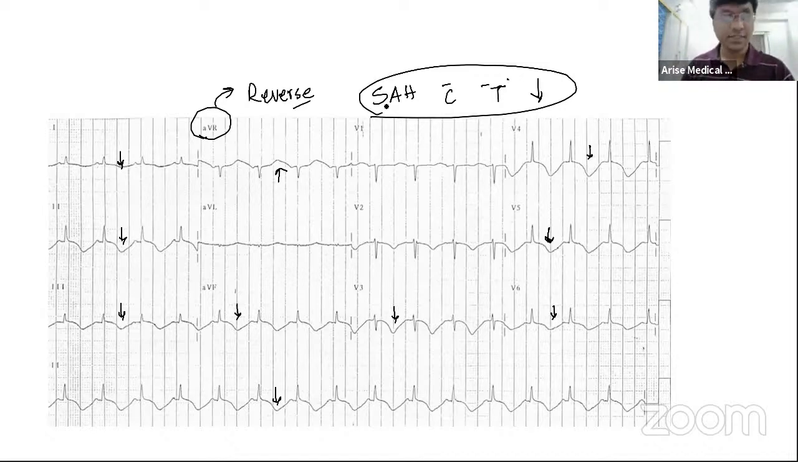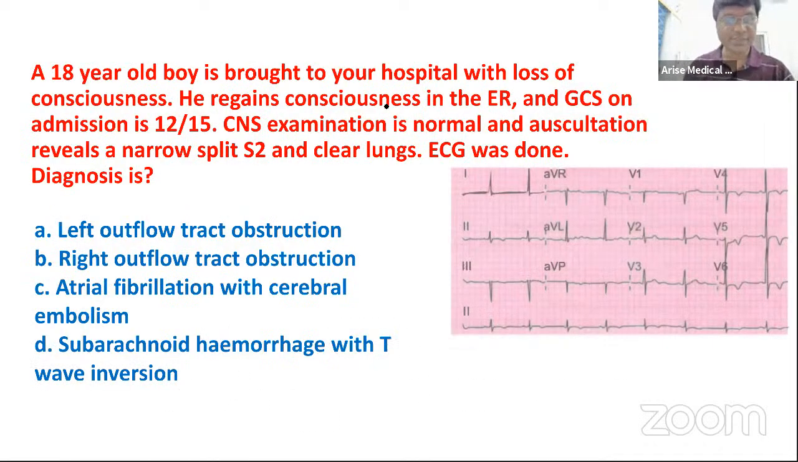Right, next. So to summarize this, what is the diagnosis? The diagnosis is left outflow tract obstruction. And what is the cause? Aortic stenosis. What is the cause of aortic stenosis? That is your bicuspid aortic valve. Why are you telling it is aortic stenosis? Because there is narrow split S2.